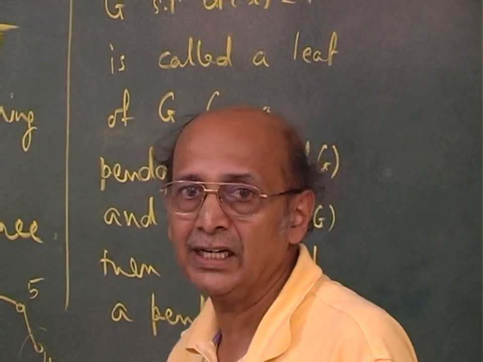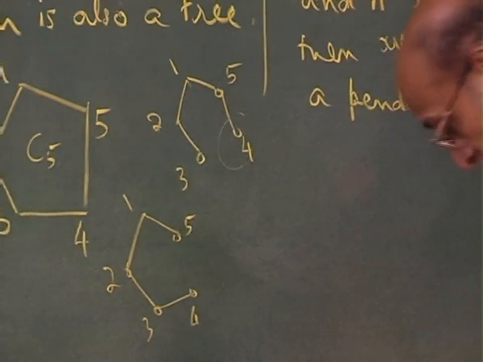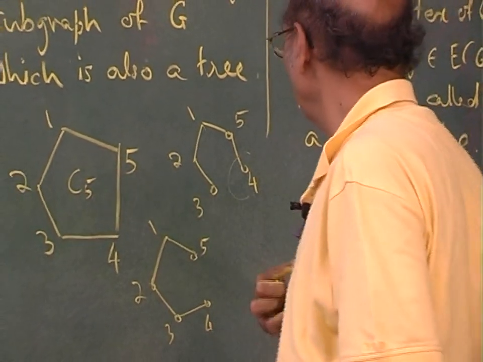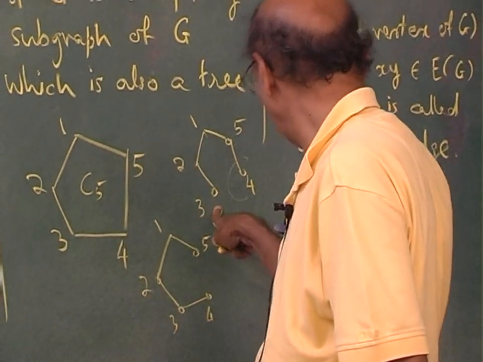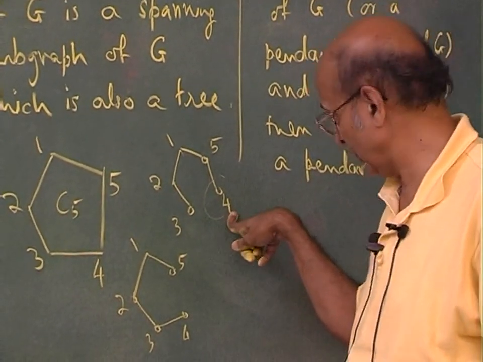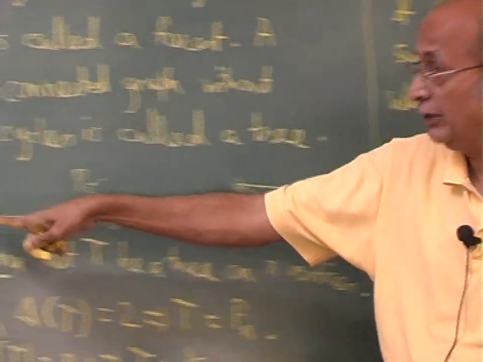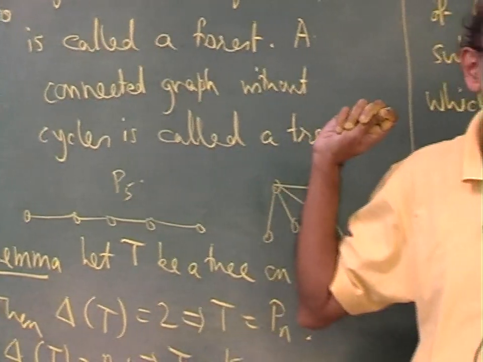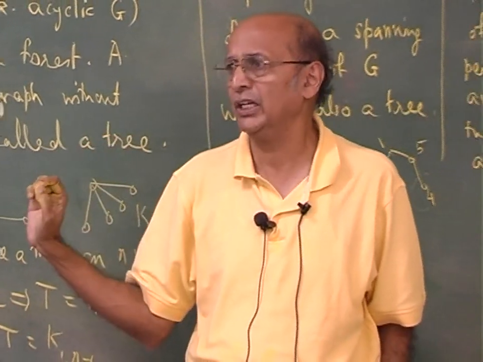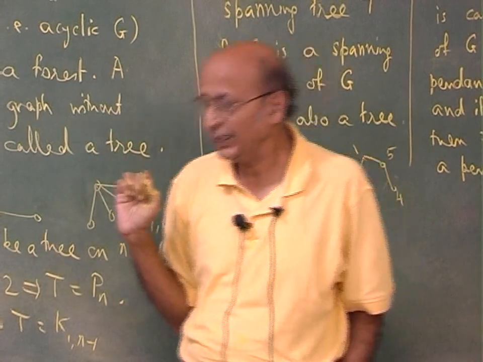For example, this graph has no leaf at all. Each vertex has degree at least 2, therefore it has no leaf. Whereas this graph, 4 and 5 are leaves. All these are leaves here. The end vertices are leaves here. Every tree has to have at least one leaf. And in fact, if you are careful, it has to have at least 2 leaves.